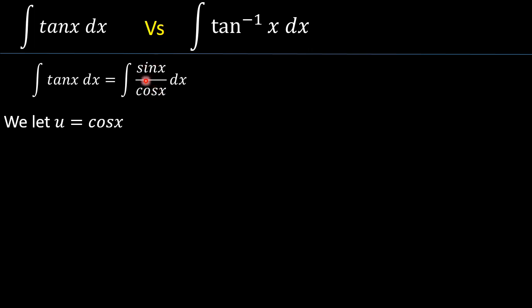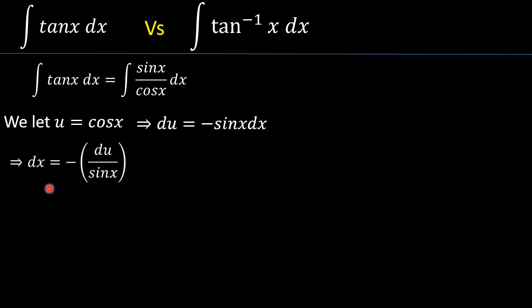So if we let u be the denominator, cos x, differentiating gives negative sine x dx. We have sine x at the top, and the negative is just a constant, so it doesn't really matter. Now we can take this integral from the x world to the u world. We make dx the subject by dividing by negative sine x, so dx is negative du over sine x.